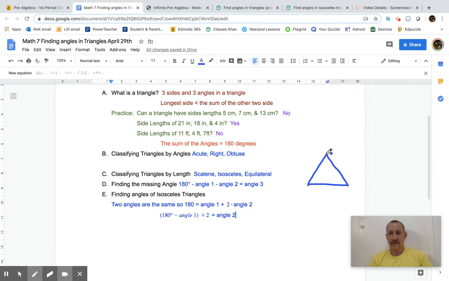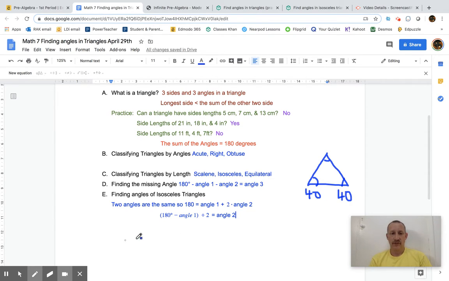So if I know that this one, let's say, is 40, okay, and then this one over here, and that's all I know, then I know that if this one's 40, then this one is also going to be 40.